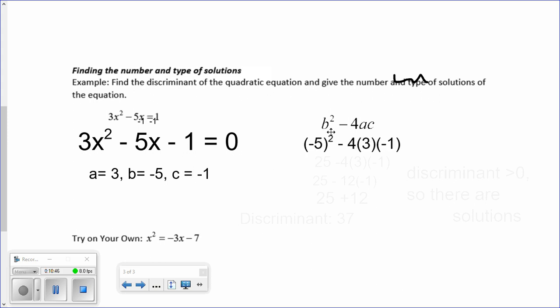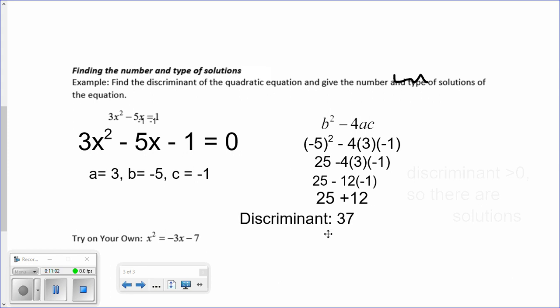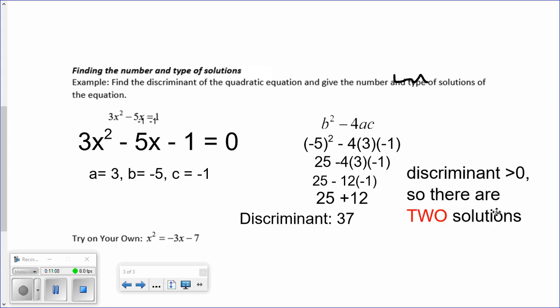So I have negative 5 squared minus 4 times 3 times negative 1. So negative 5 squared is 25. Negative 4 times 3 gives me negative 12. Negative 12 times negative 1 gives me positive 12. So I've got 25 plus 12. That equals 37. So my discriminant is 37. Now that number is greater than 0. So that means you will have 2 solutions. So it's going to cross through the axis twice.